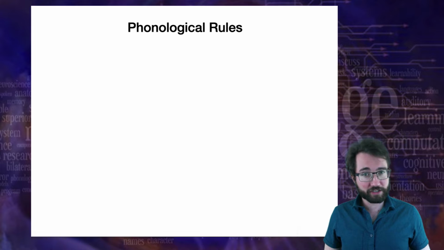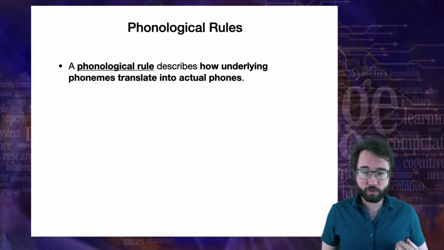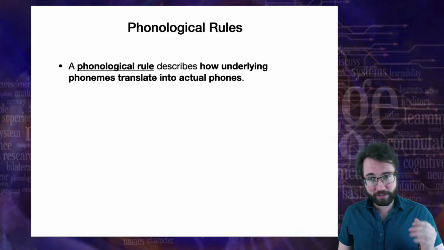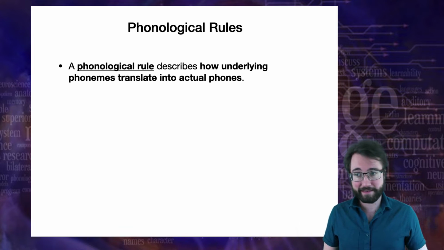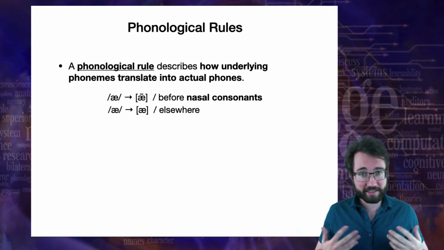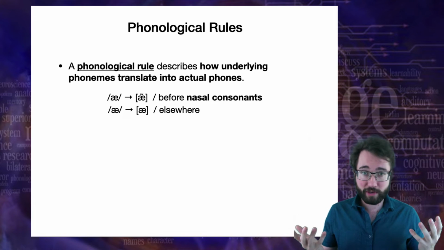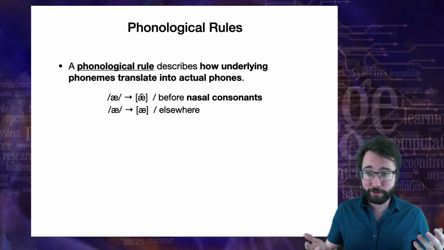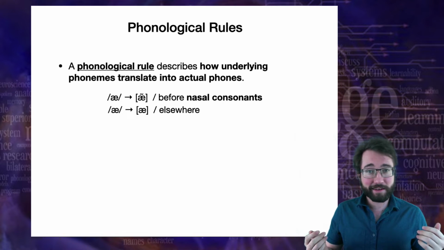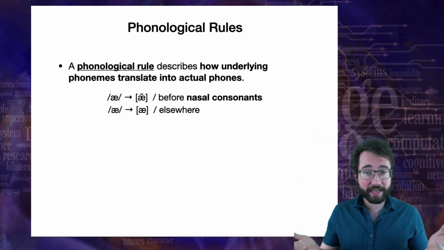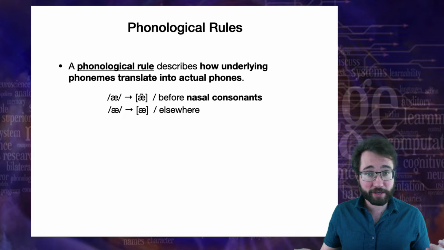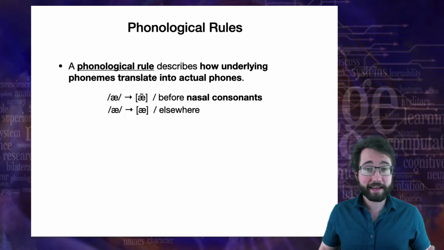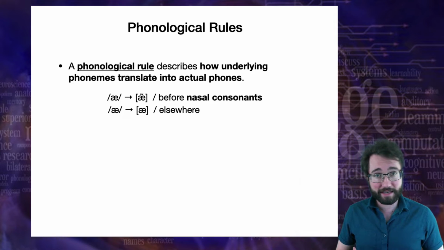We've talked about phonological rules. A phonological rule describes how the underlying phonemes translate into the actual phones that you get. For example, this is a set of phonological rules which describes the distribution of the allophones nasal a and oral a in English. So we have that the phoneme a is expressed as the sound nasalized a when it appears before nasal consonants. And the phoneme a is expressed as the sound a elsewhere.